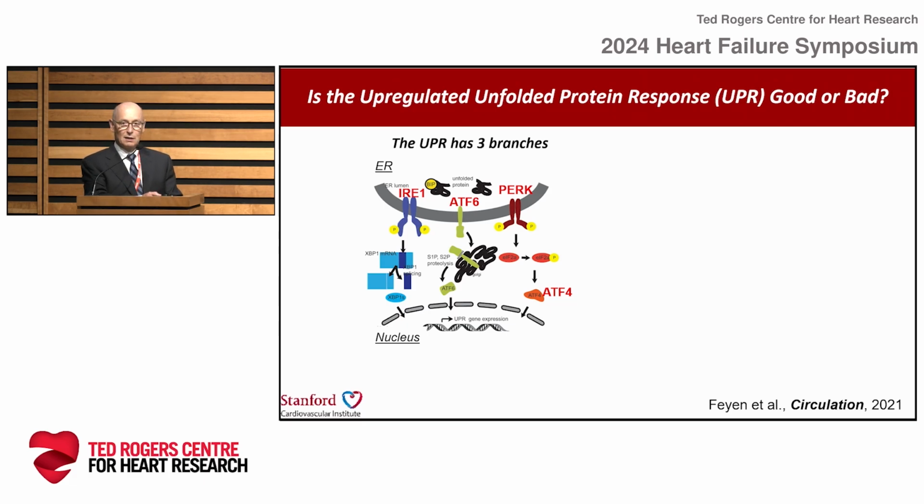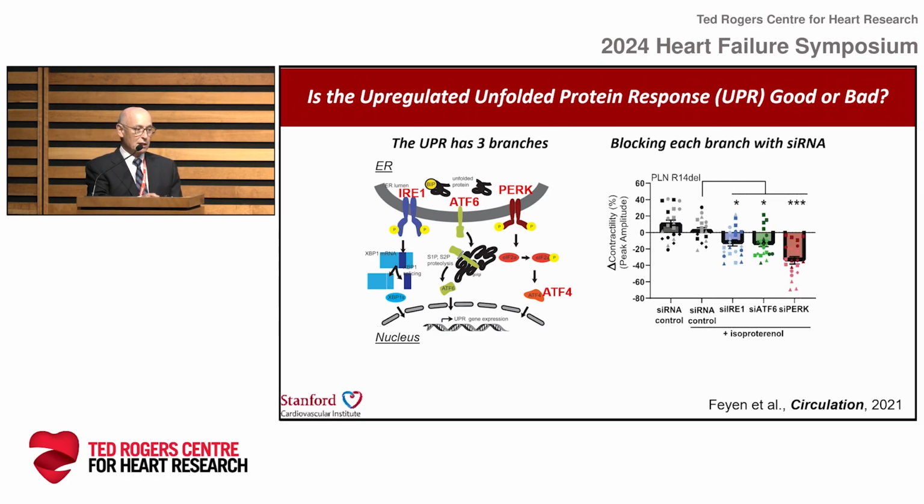So to delve a little deeper into this, there are 3 branches to the unfolded protein response. It recognizes proteins in the endoplasmic reticulum, and if they're misfolded or unfolded, it tries to refold them. If that doesn't work, it will actually kill the cell. So you could imagine that this process could be a good process to upregulate, maybe compensatory, or it could be bad if too much of it's going on and it's killing the cells.